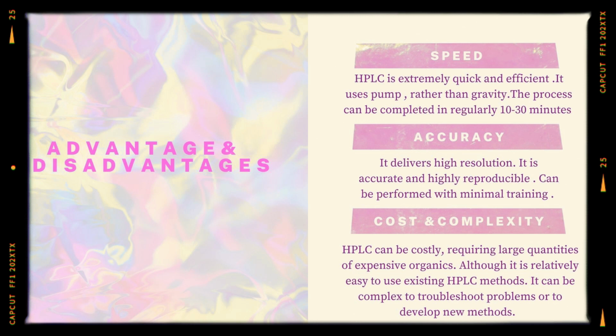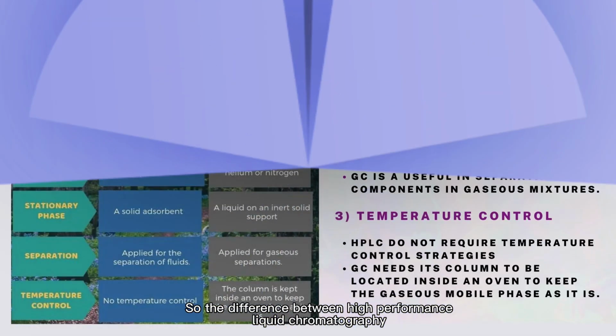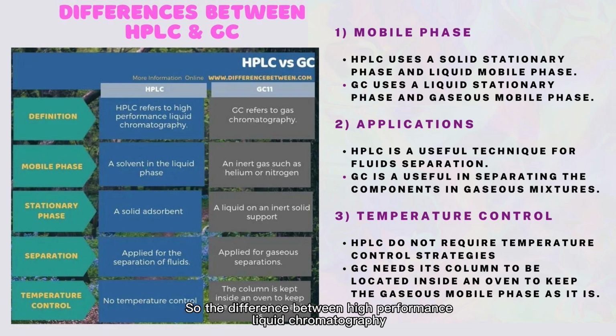Cost and complexity. HPLC can be costly, requiring large quantities of expensive organic solvents. Although it is relatively easy to use existing HPLC methods, it can be complex to troubleshoot problems or to develop new methods. So, the difference between high-performance liquid chromatography and gas chromatography is their mobile phase.